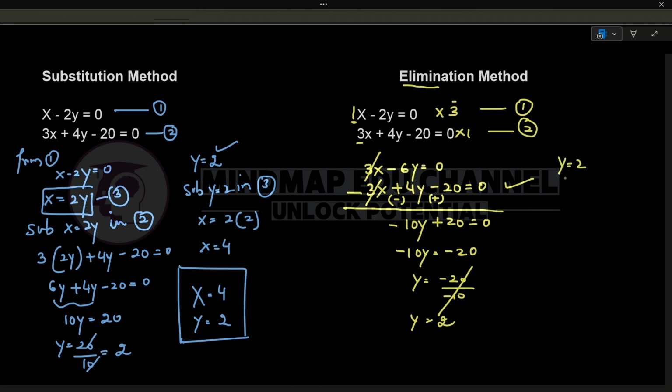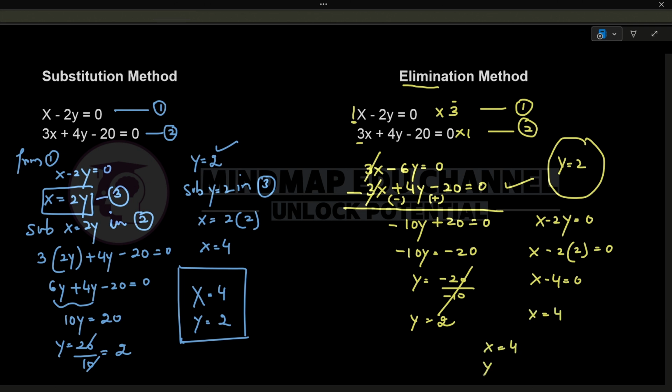Now, how to get the value of x? In the same way as we did in substitution method. Now, substitute this value of y in any of the equations. Let's take the first equation, that is x minus 2y equals 0. Substituting the value of y, that is 2, x minus 4 equals 0, and x equals 4. So, we get here x equals 4 and y equals 2.